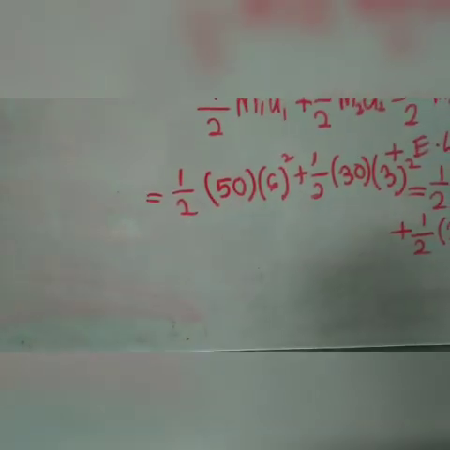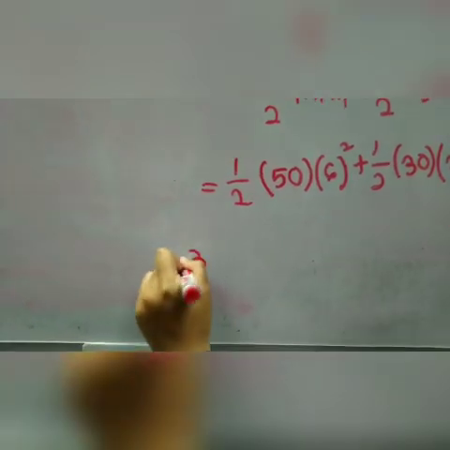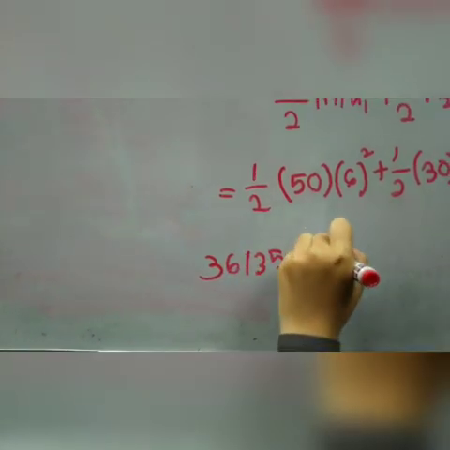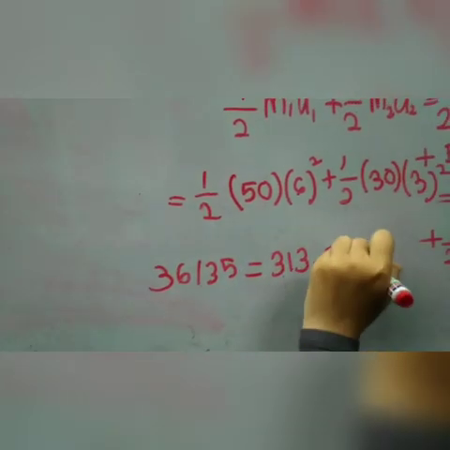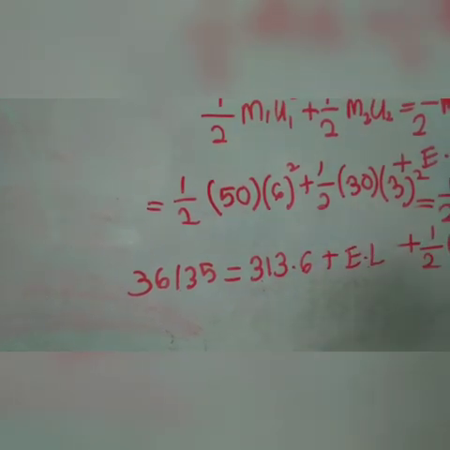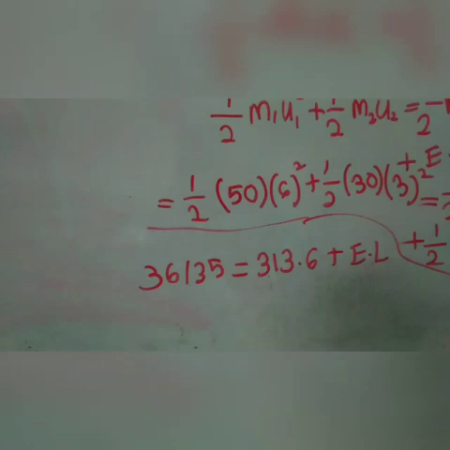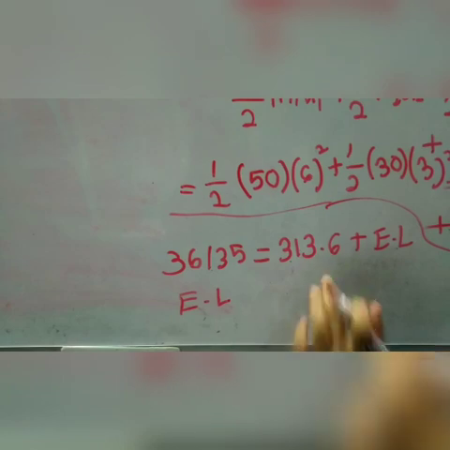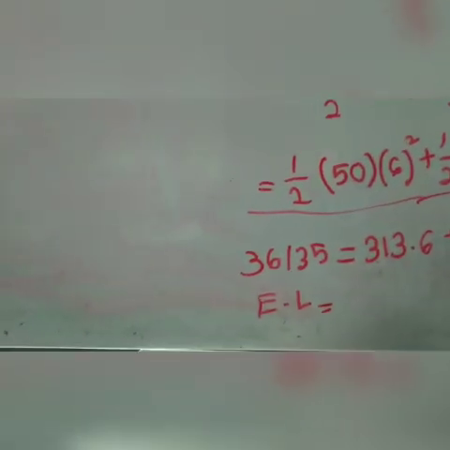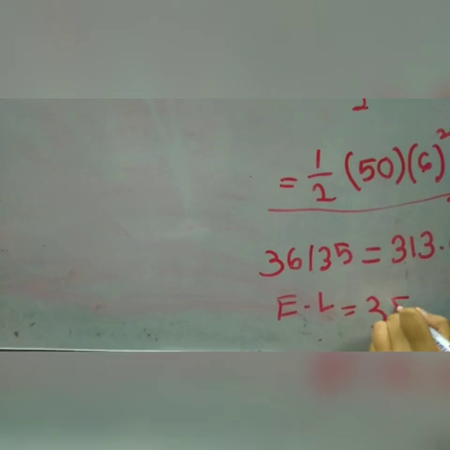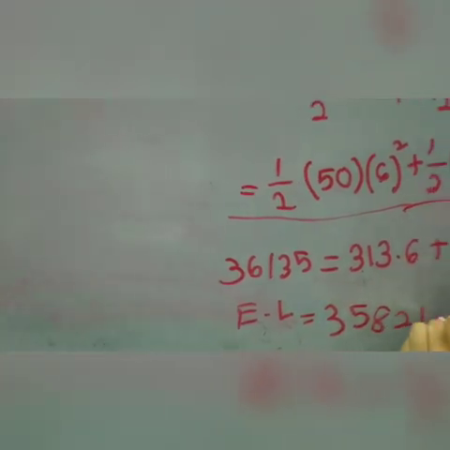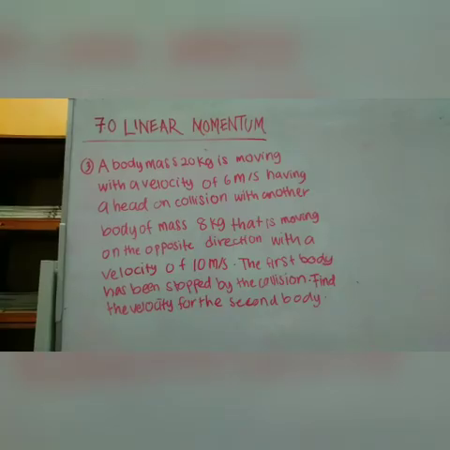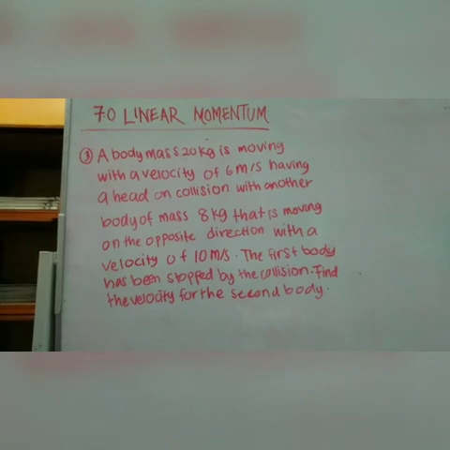After we calculate this, we get 36135 equals 313.6 plus energy loss. So we want to find the energy loss. This we minus with this. So the answer is 35821.4 joule. So this is the answer. Okay, next we move to the third question.